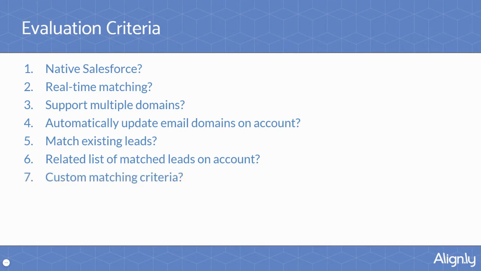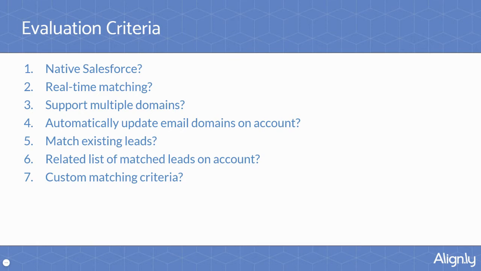Next is custom matching criteria. So things like geography match. For example, you might have an account with the same email domain as another account. Just to give you a quick example, you might have a Coca-Cola US account and then a Coca-Cola UK account, but they both use coca-cola.com as the email domain. So does a solution support the ability to say only match to the US if the country's US and only match to UK if the country's UK?